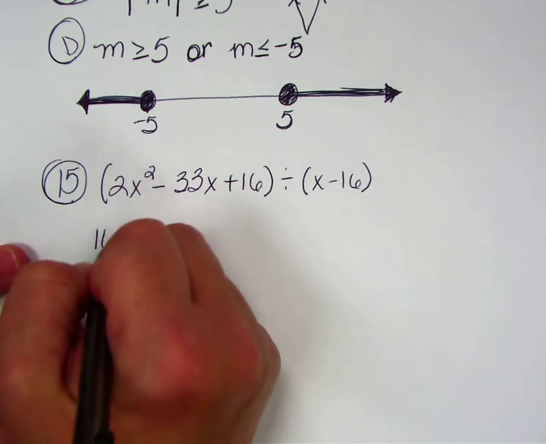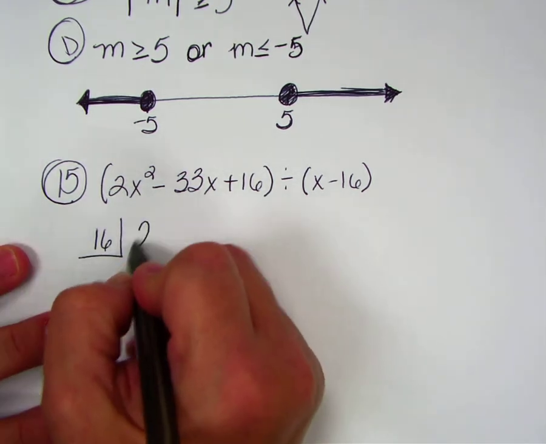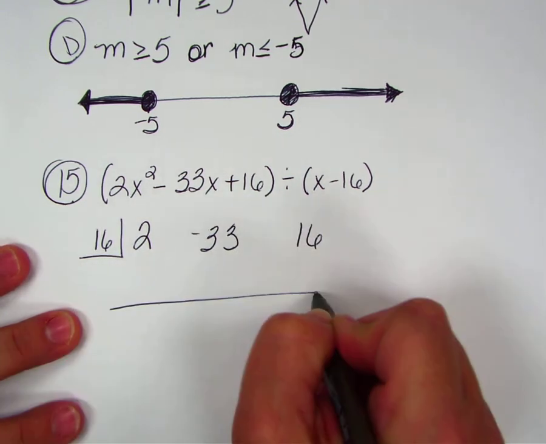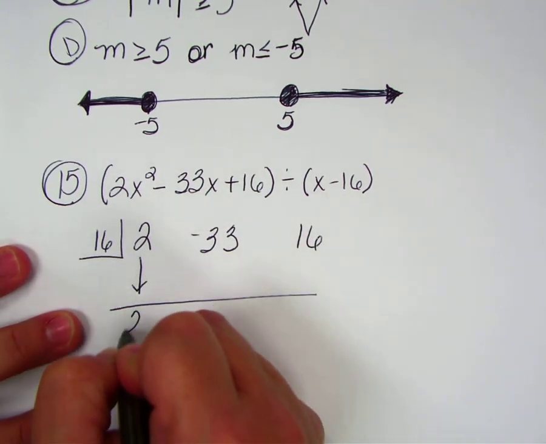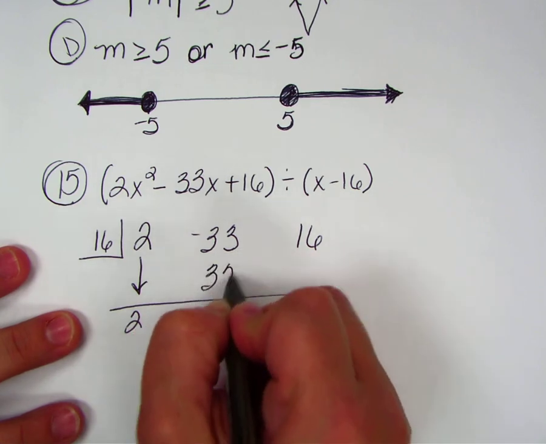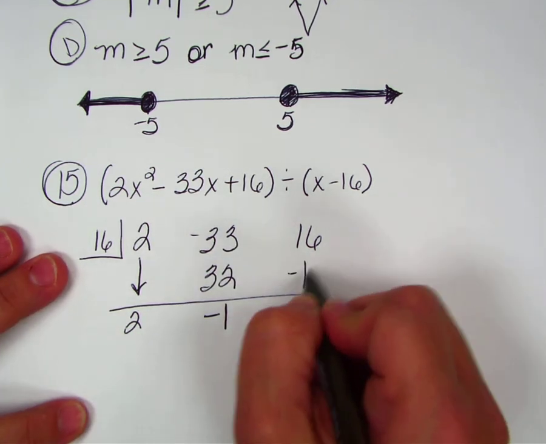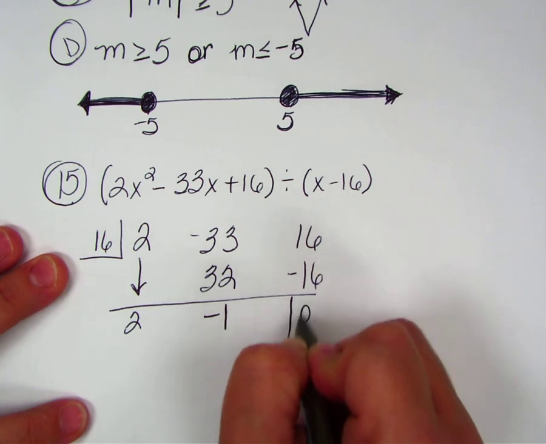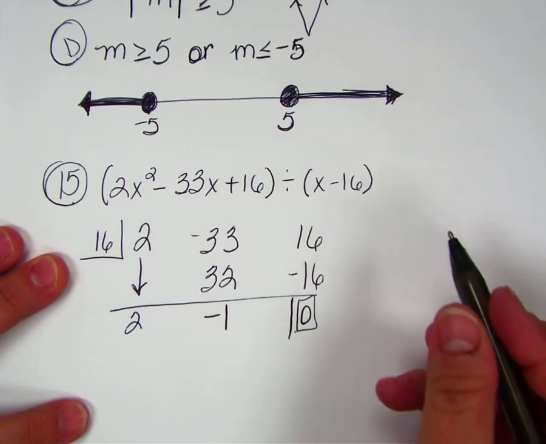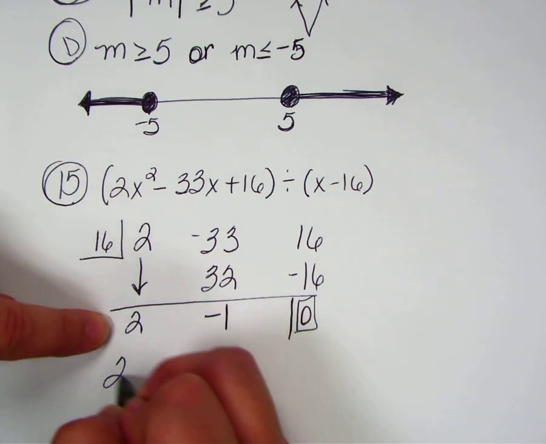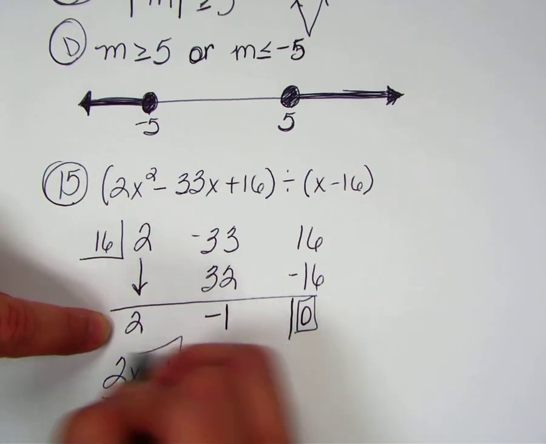Okay, so I have 16, 2, negative 33, and 16. 2 times 16 is 32, negative 1. Negative 1 times 16 is negative 16. So I got a remainder of 0. So remember, drop down 1. That was squared, so I'm going to start with x. So 2x minus 1.